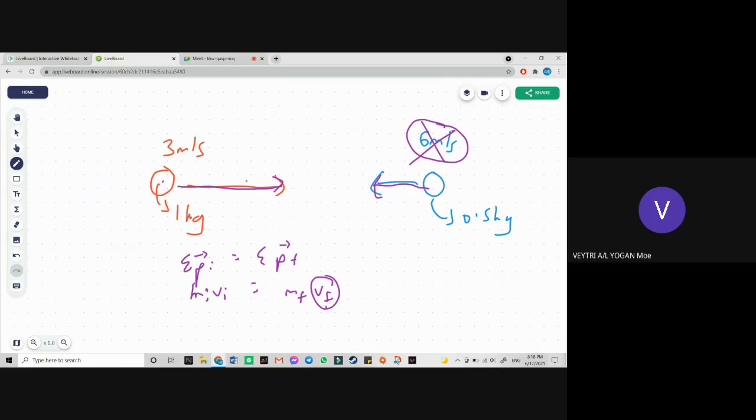If we are talking about separate balls, let's say ada ball A and ball B, you have to put MAI VAI plus MBI VBI equals to MAF VAF plus MBF VBF, because total kan. Itu kalau dua bola. This one we are talking about only one ball. Okay? Because initial momentum equals to final momentum.